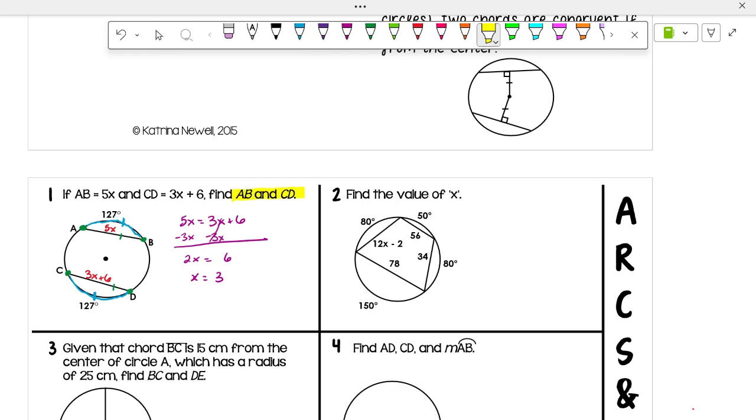Now, we know that they're congruent, so it really doesn't matter which one we plug back into. My recommendation, do the easier one. Which one do you think will be the easier one to plug back into for x? The 5x. So AB is equal to CD, which is 5 times 3. So their length is 15. Now, if you want to do a quick check, you can also throw 3 into the other expression. Make sure you also get 15. So 3 times 3 is 9 plus 6. That is, in fact, 15, so it works.